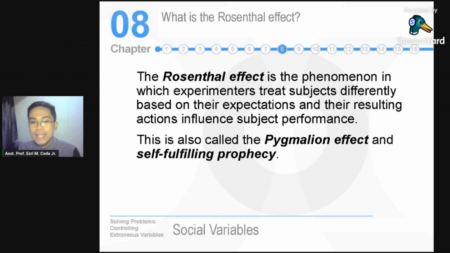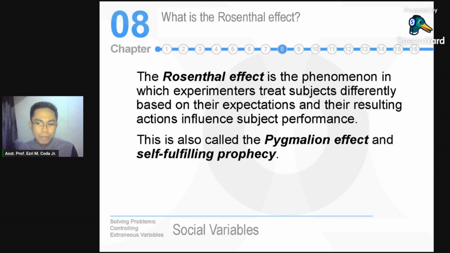Now, what is Rosenthal effect? Rosenthal effect is the phenomenon in which experimenters treat subjects differently based on their expectations, and the resulting actions influence subject performance. So, Rosenthal effect is simply dahil tayong experimenter, minsan may expectation na tayo sa group na ito. So, experimental or may ini-expect tayo sa group ng controlled one. Controlled tsaka experimental. So, yan yung nagiging bias natin kasi yung treatment natin ngayon dyan is iba. Magiging iba, especially if tayo mismo, no, may bias tayo.